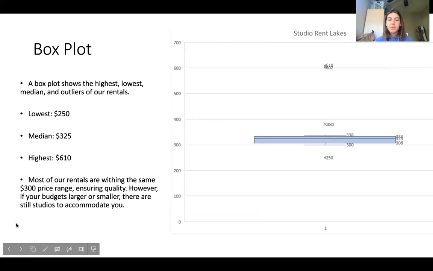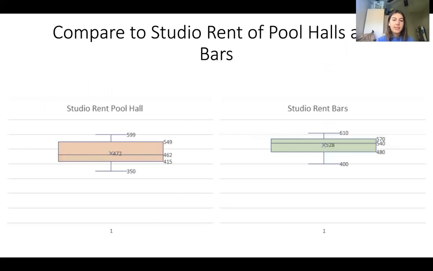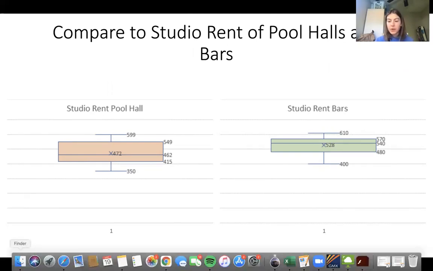Next is box plot. Shows the highest, lowest, median, and outliers of our rentals. So as you can see, we offer some of the lowest prices coming in at $250. Our median is around $325, and then our IQRs are $333 and $308. This is much different as we look at other box plots comparing studio rent pool and studio rent bars. See, their lowest is starting at $350 and $400. And their ranges continue to be a lot higher in their medians.